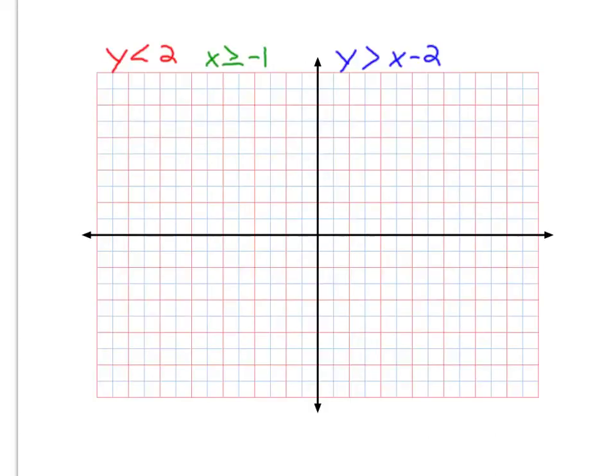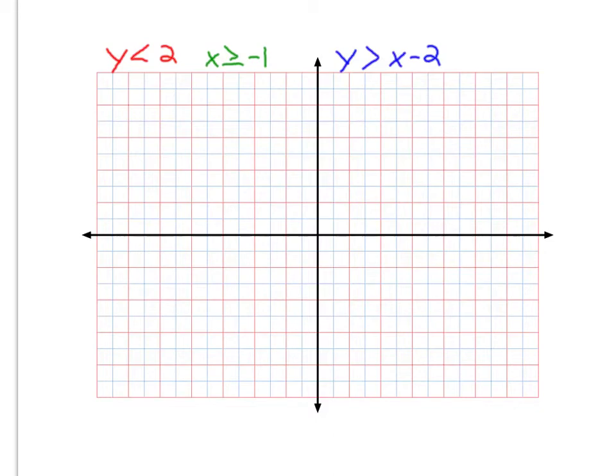The very first thing that we need to do is graph all of our lines. Now we need to remember back to when we did linear inequalities and graphing them, and remember things like solid lines and dashed lines and which way to shade and all that kind of stuff.